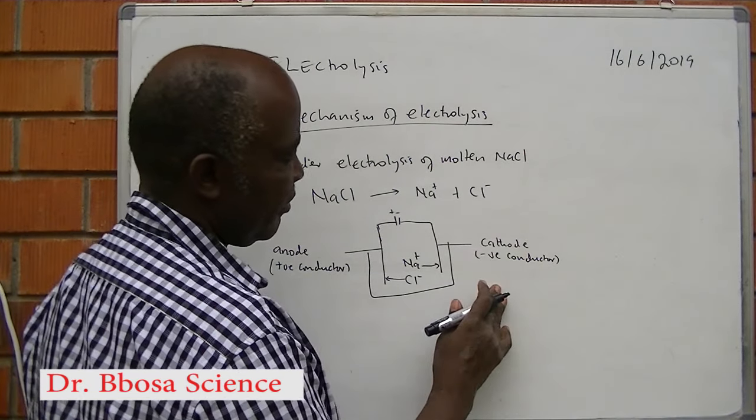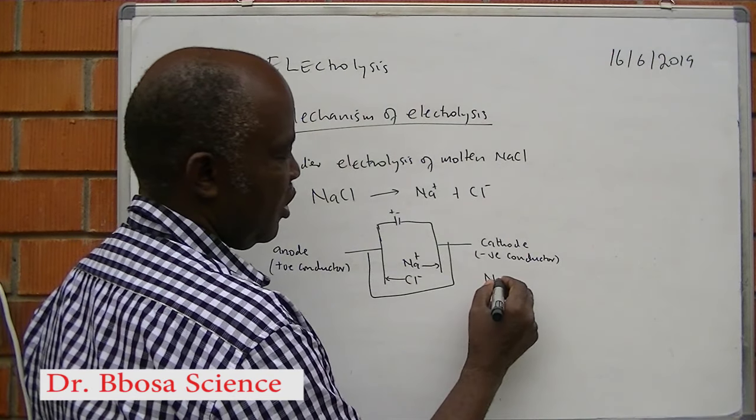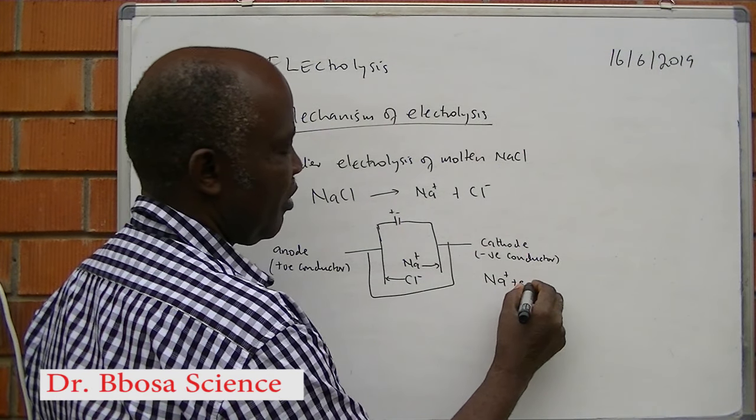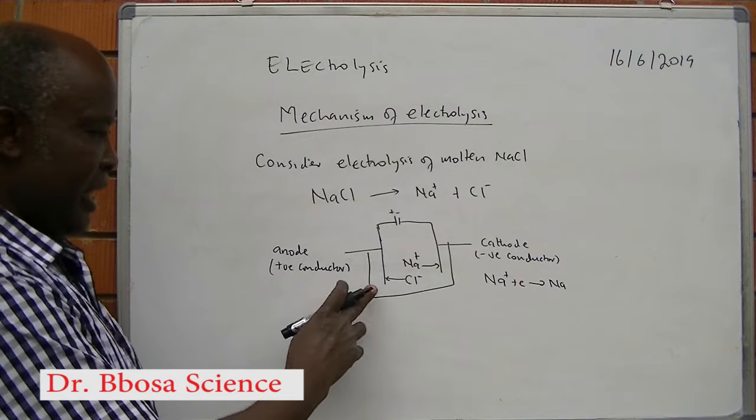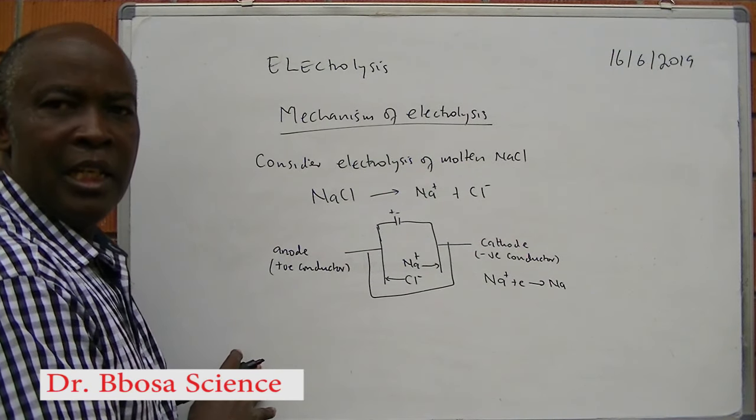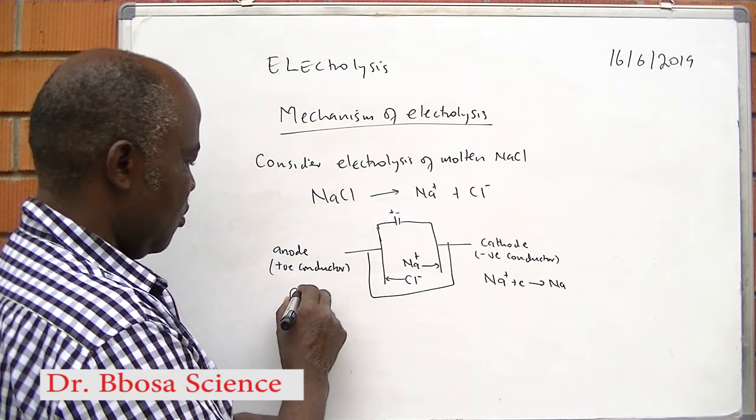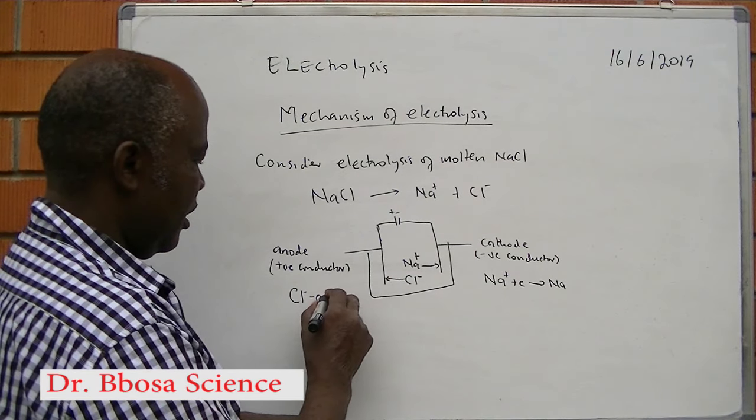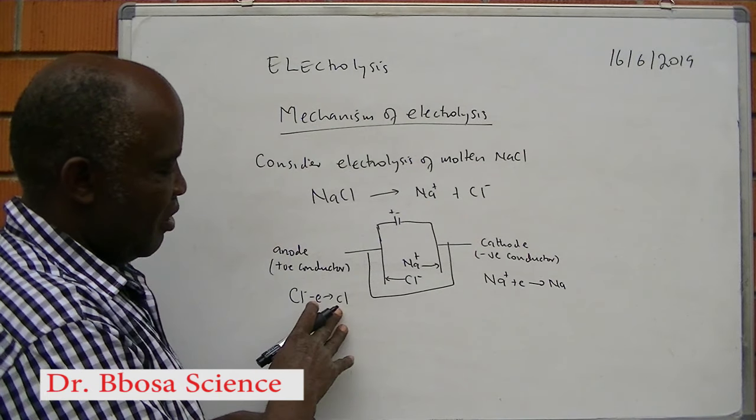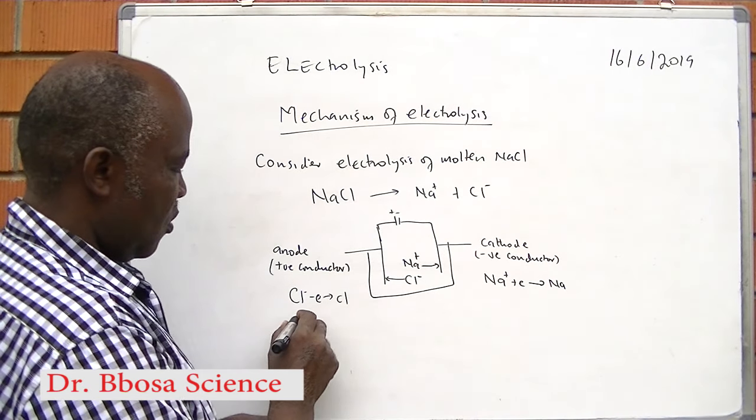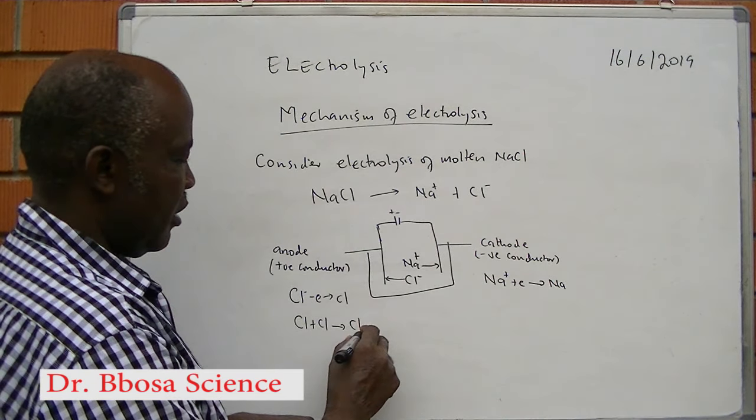What happens at the cathode? The cathode is electron rich. It has very many electrons, so the sodium plus will gain an electron to form sodium. What happens at the anode? Anode is electron deficient. It will pick an electron from chlorine. So chloride minus an electron, you get chlorine atom, but a chlorine atom cannot exist on its own. So chlorine atom plus another chlorine atom will get chlorine molecules.